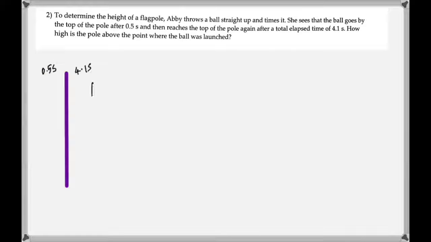So this is the flagpole, and it reaches the top of the pole on its way up after 0.5 seconds, and then it keeps going up, reaches somewhere, and then comes way down, and on the return journey it passes the top at 4.1 seconds. Which means that to go from the top of the pole down back to the ground, it would take another 0.5 seconds.